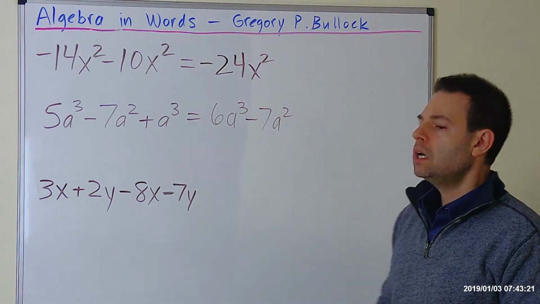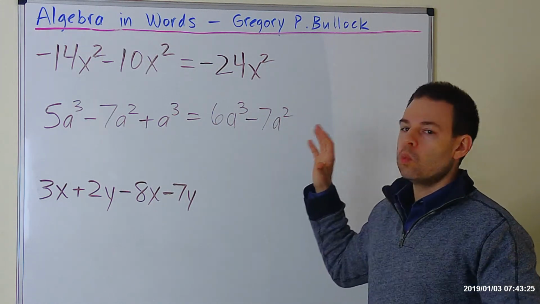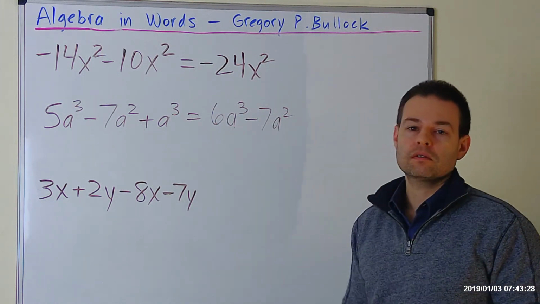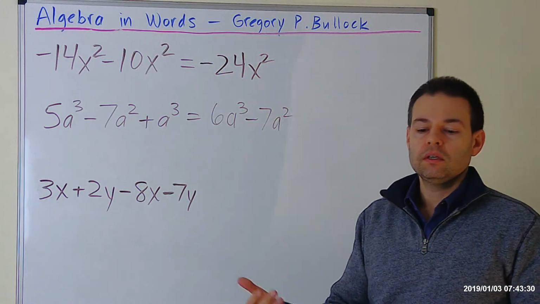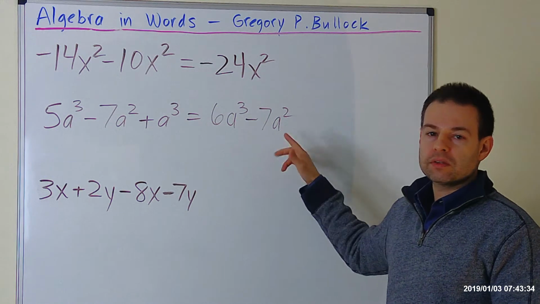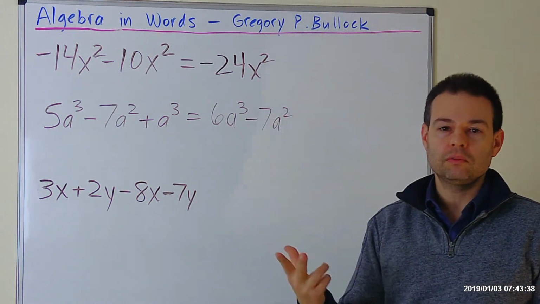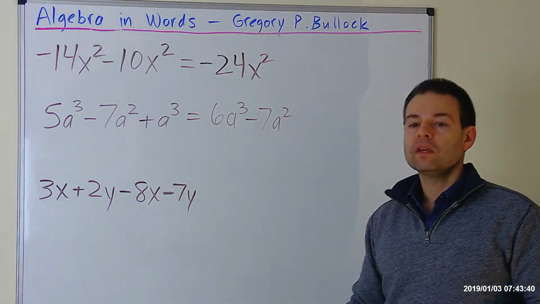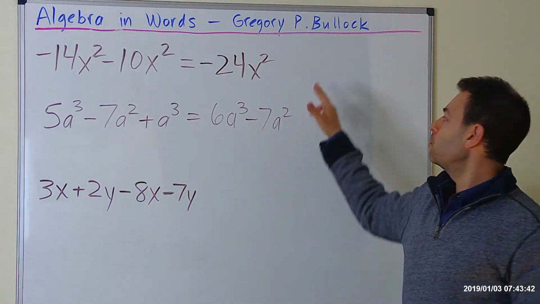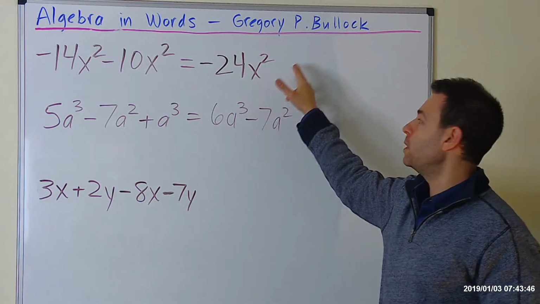A question that some books ask is, what type of polynomial is this? A polynomial is a multiple term expression. This would be a binomial because it's got 2 terms, this term and this term. If we were asking what this would be qualified as, we would call that a monomial, because monomial means 1 term.